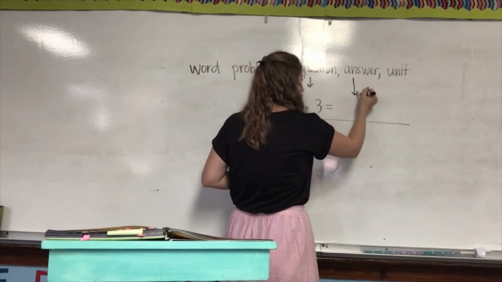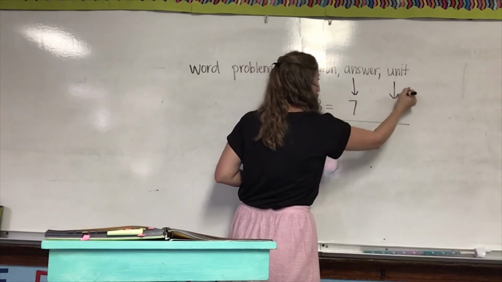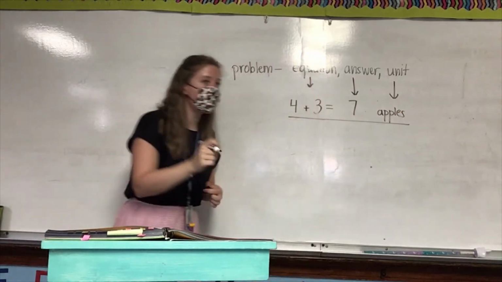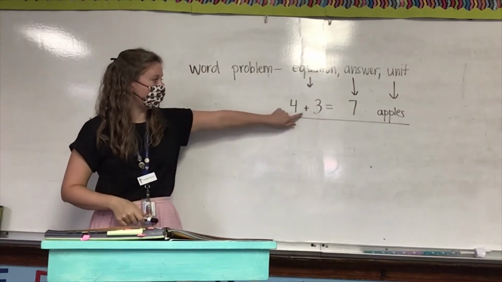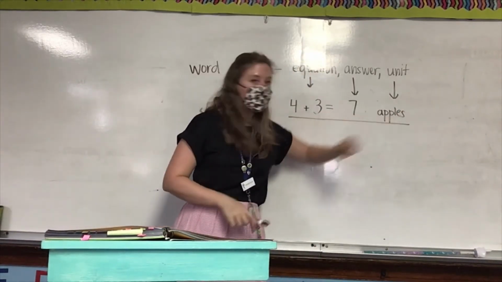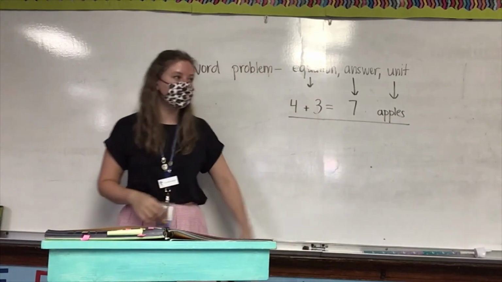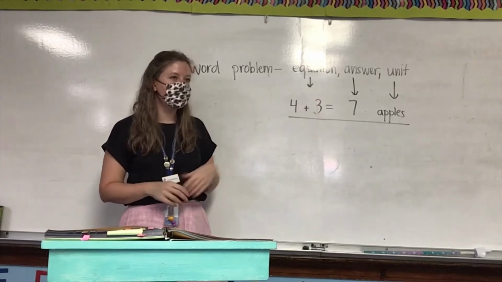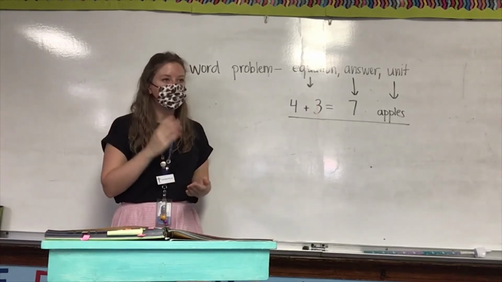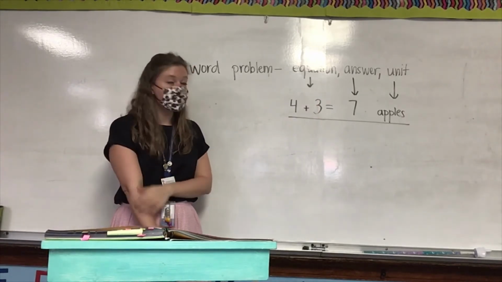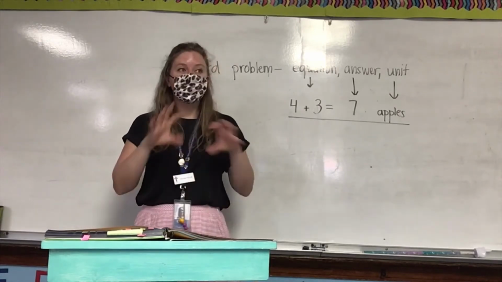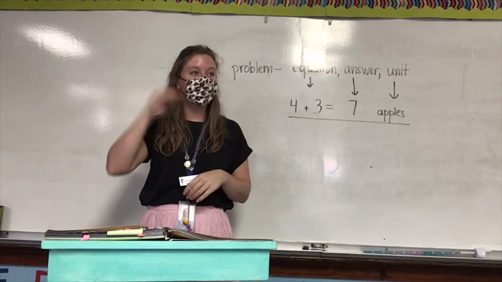The answer and the unit. So make sure every word problem you have equation, answer, unit. This is where you will start seeing those. There are some word problems where there won't be an equation, kind of like chapter 1, but there will be less and less as we move on. So make sure you have that. Make sure sideways problems get written up and down.